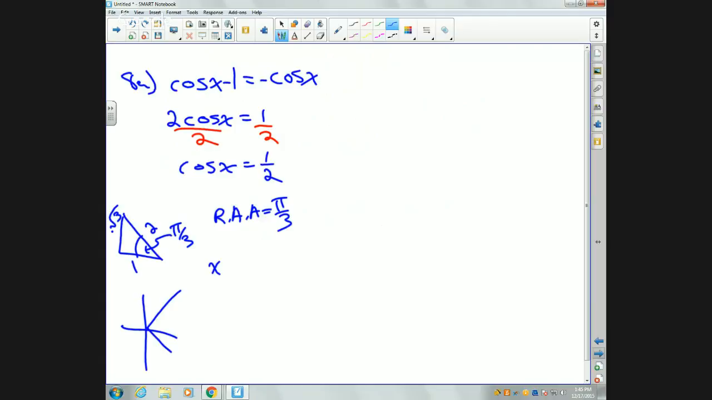So we need this angle in here. That's easy. That's just x equals pi over 3. And we need this one right here. Did I do that right? Yeah. Which is 5 pi over 3. Any questions? Okay.